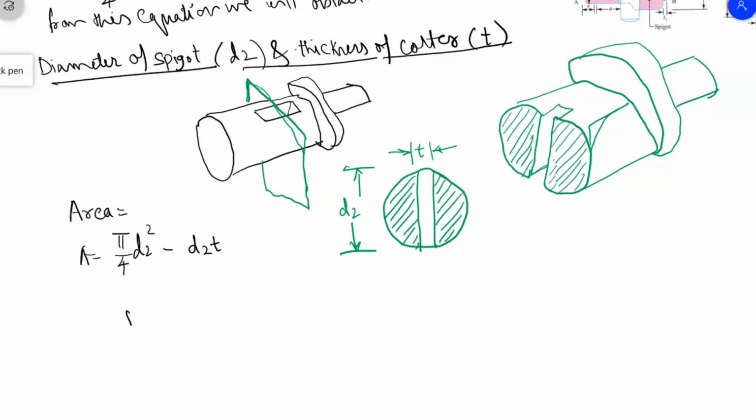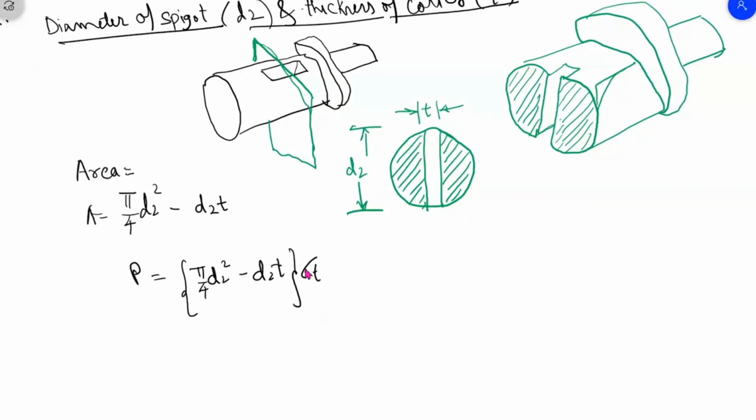So what is the formula now? P equal to pi by 4 d2 square minus d2 into t, and this entire thing into sigma t. This will give us the diameter of spigot. But sir, we have to know the value of t.